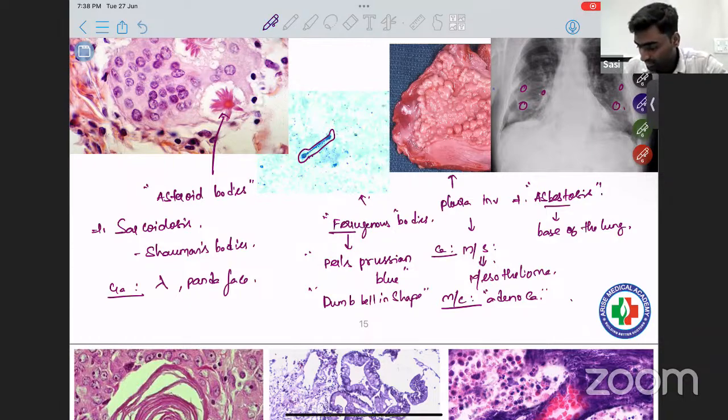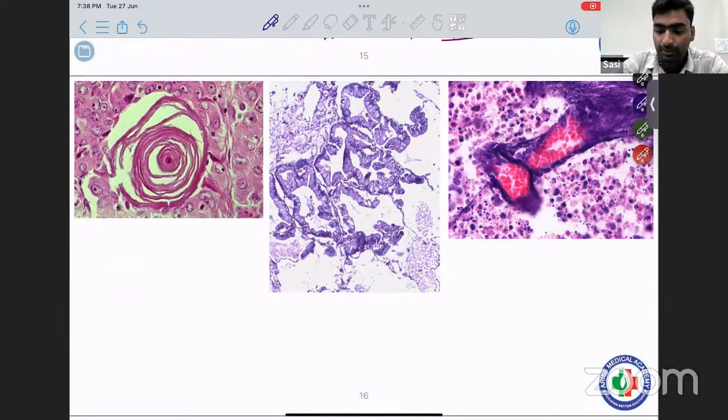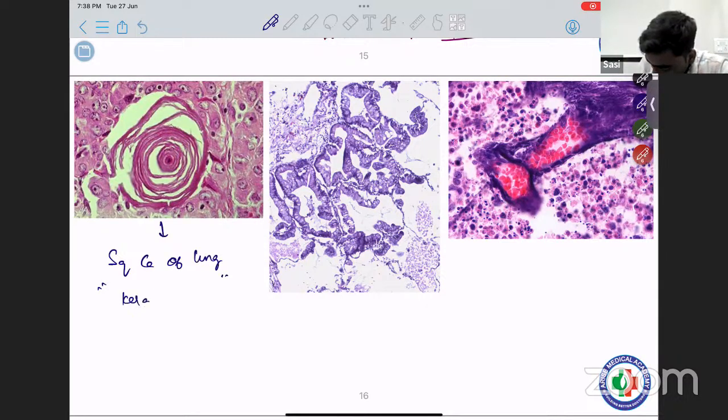Fine. Yeah, sure. Next one, in the case of lung cancer, we'll be able to see different findings. For example, in squamous carcinoma of the lung, you will be able to see this wall-like appearance. They are known as keratin pearls. Okay, fine.